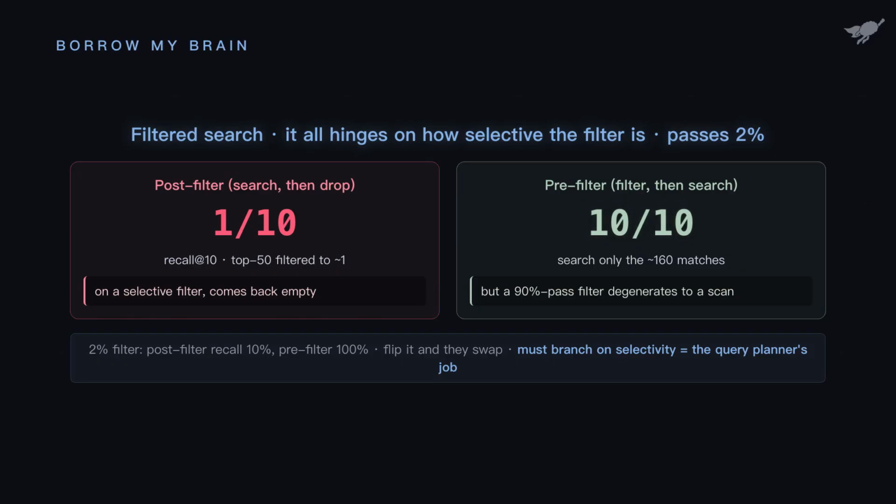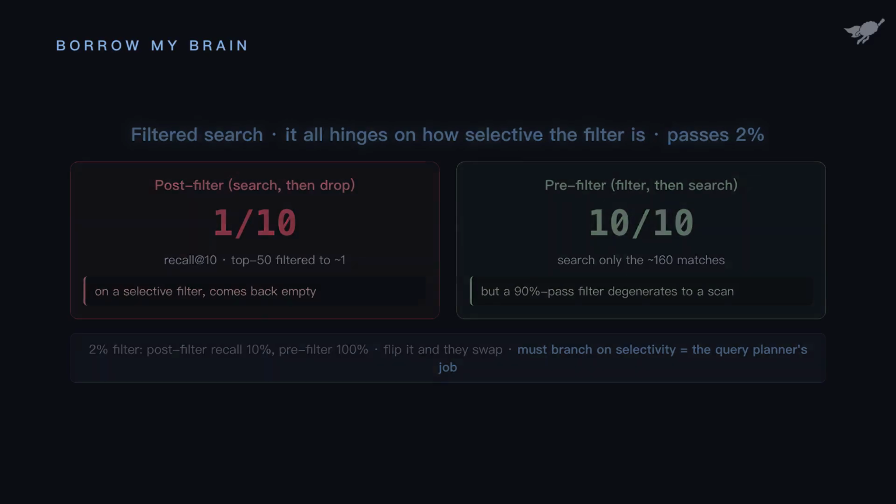So the system has to look at how selective the filter is and choose pre-filter or post-filter on its own. That is exactly what a SQL query planner does. It looks at selectivity and decides whether to go through the index or scan the whole table. The fantasy that it's just cosine similarity is exactly where it smacks into reality.